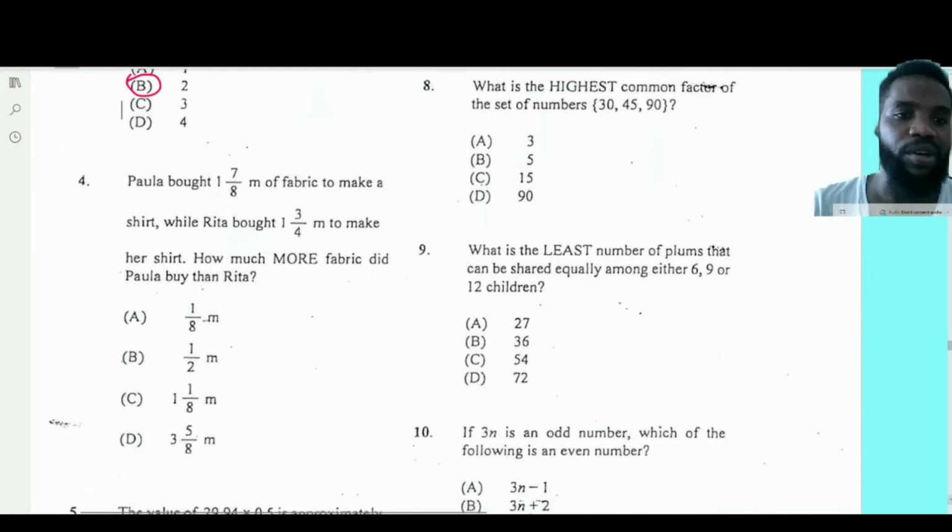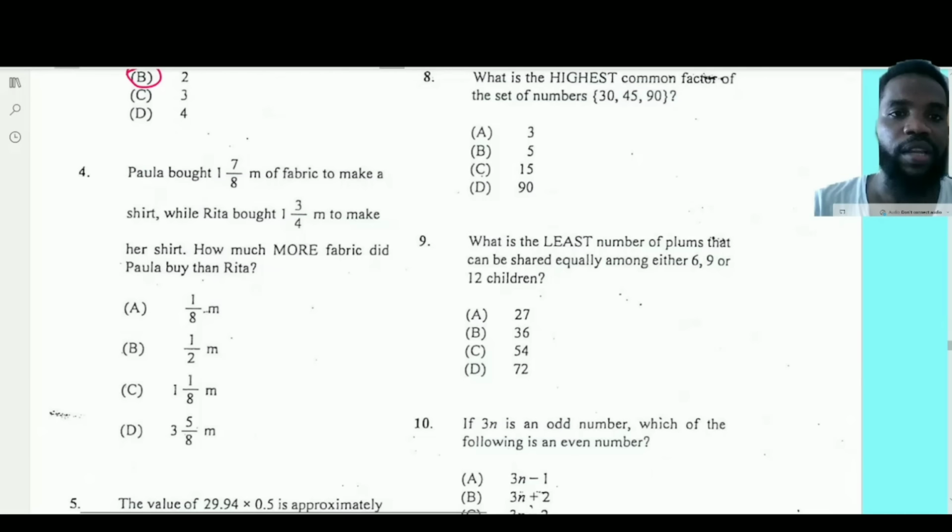Alright, let's agree on a couple things here. We can both agree that they have the 1 meter in common, right? So that 1 meter would account for 1 meter, right? So we don't need to use that in the calculation. It says how much more, which suggests that I'm going to have to subtract. So I'm going to say 7/8 minus 3/4.